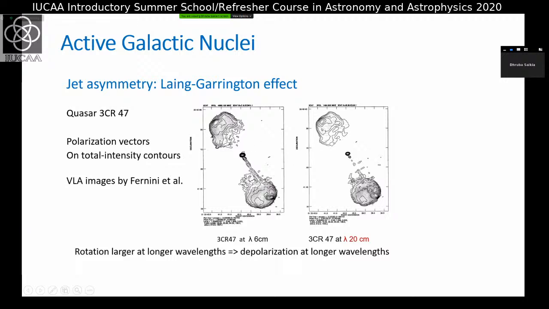Here, the length of the vector is proportional to the polarization percentage, the ratio of polarized intensity to total intensity, and the angle of it gives the orientation of the E vector that you observe. So you can clearly see that the lobe which is going away from you is more strongly polarized.